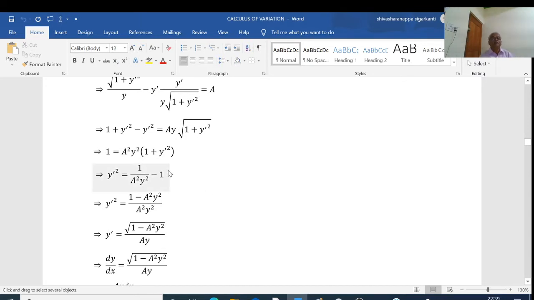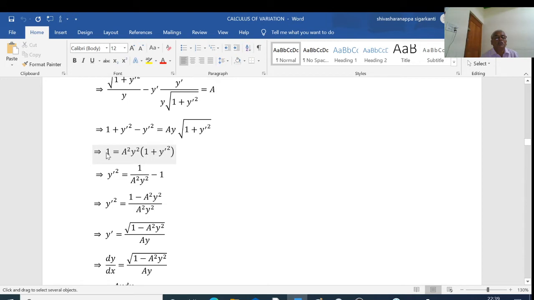So here, dividing this equation throughout by a square y square, I am getting 1 by a square y square equal to... on the right hand side, I am dividing by a square y square, means on the right hand side I am getting just 1 plus y dash square.